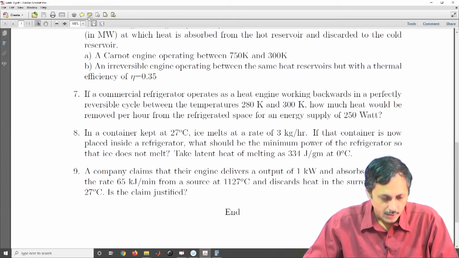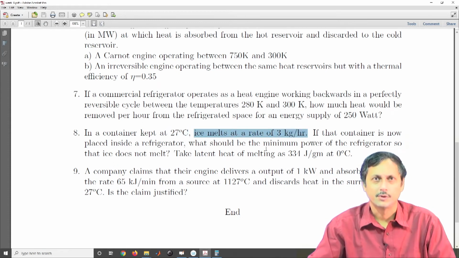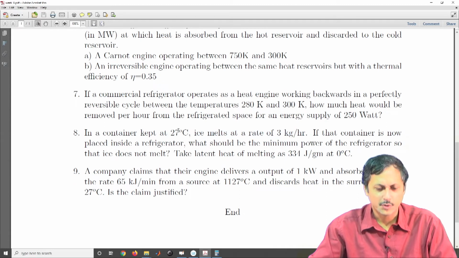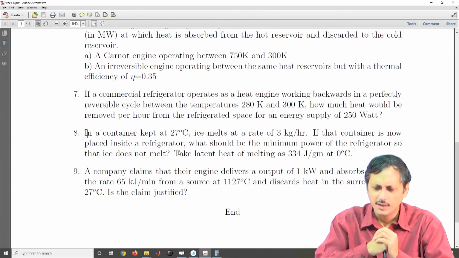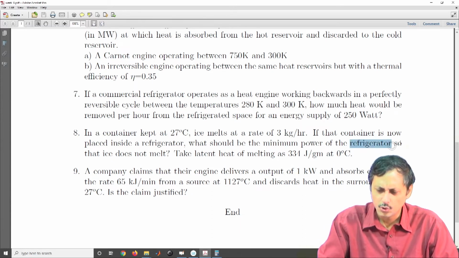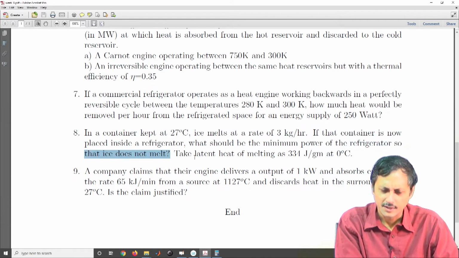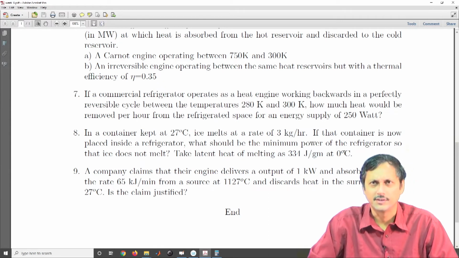Okay. So, question number 8: in a container kept at 27 degrees centigrade, ice melts at a rate of 3 kg per hour. When I say kept at 27 degrees centigrade, I mean outside the container, the environmental temperature is 27 degrees. If that container is now placed inside a refrigerator, what should be the minimum power of the refrigerator so the ice does not melt? Take the latent heat of melting as 334 joules per gram at 0 degrees centigrade.